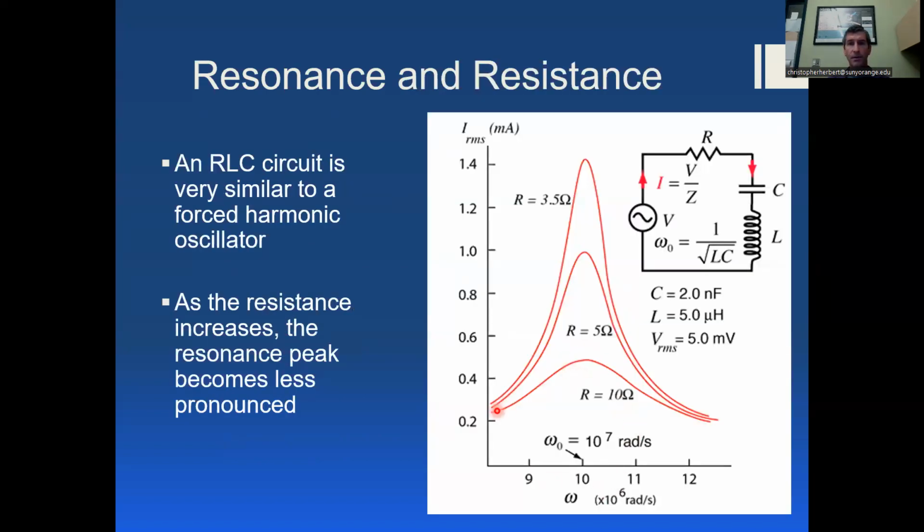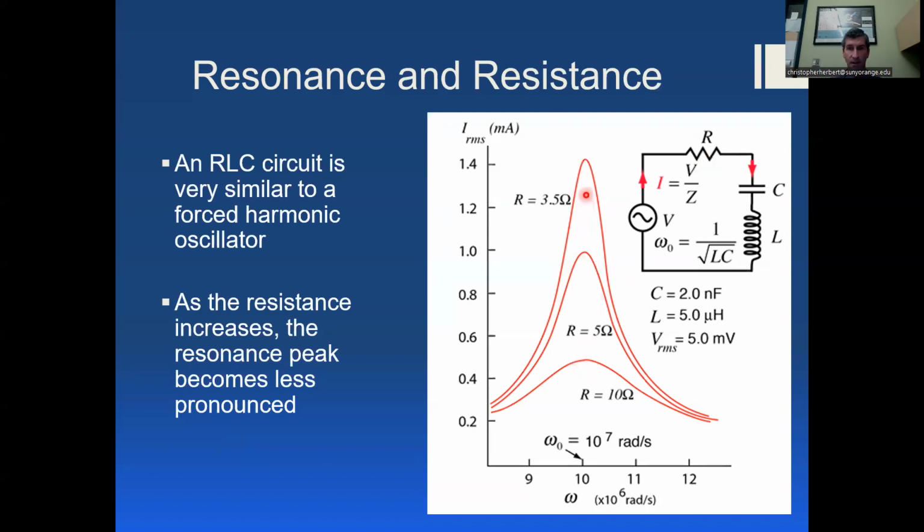And again, here's what your curve looks like for different resistors for an RLC circuit. If you have the inductance and the capacitance set, you will have a resonant frequency of about 10 to the 7 radians per second. You can actually do those calculations. But we notice as the resonance gets greater and greater, we're doing the same thing that we did with the driven harmonic oscillator. This curve is similar to that.